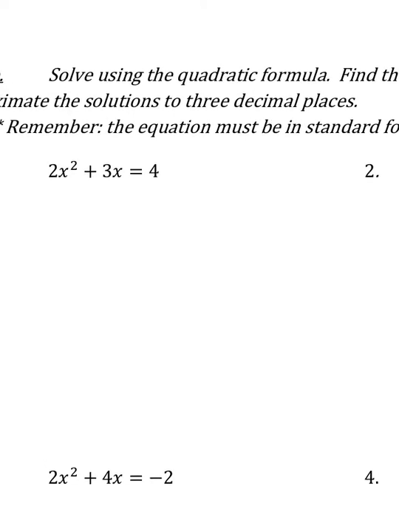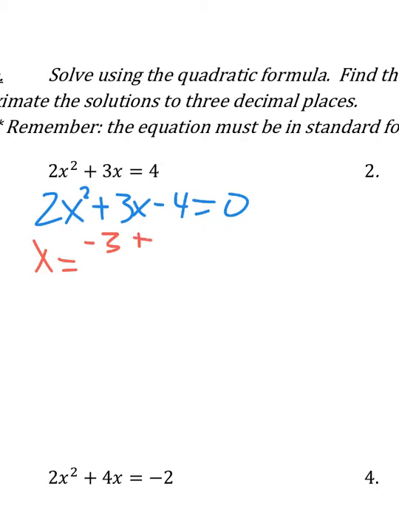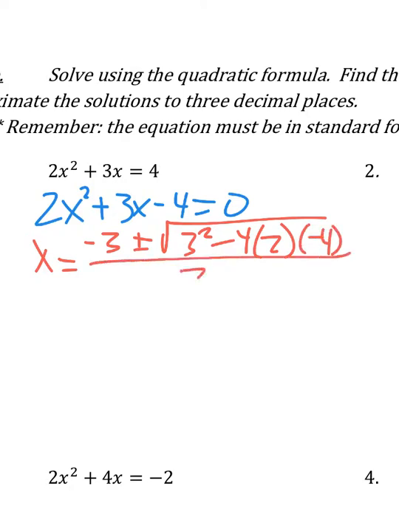Let's just take some practice time with this. The key here is to subtract that 4. Set it equal to 0, okay? Now plug it into your quadratic formula. X equals negative b plus or minus square root b squared minus 4ac all over 2a. X equals negative 3 plus or minus square root b squared minus 4ac all over 2a.